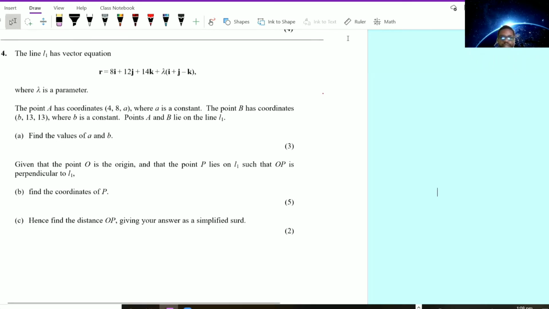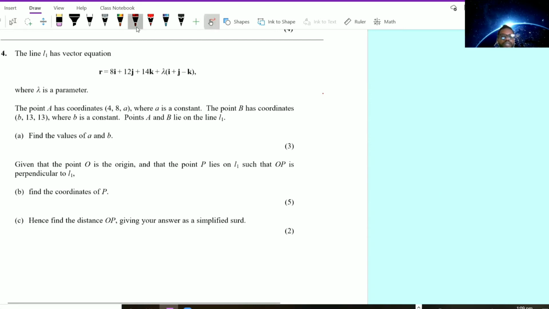Okay, guys, we move into question 4. And it says the line L1 has the vector equation r equal 8i plus 12j plus 14k plus lambda into i plus j minus k, where lambda is a parameter. All right, the point A has coordinates 4, 8, a, where a is a constant. The point B has coordinates b, 13, 13, where b is a constant. Points A and B lie on line 1.